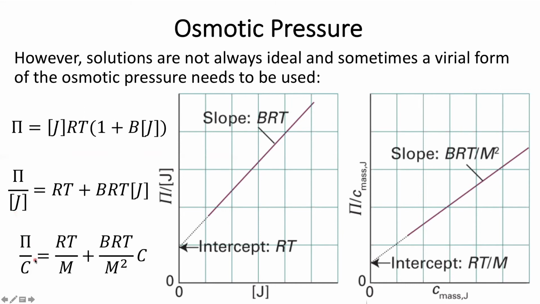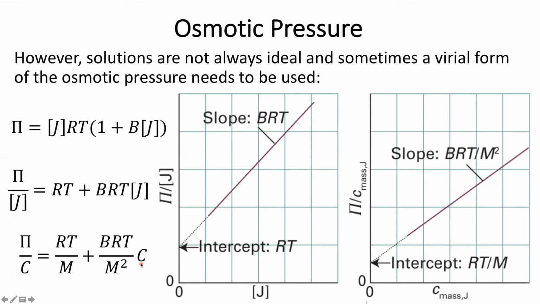And when I do this, well, I'll go ahead and do this on the left side, but I'm going to do this by essentially dividing by having the molecular weight up top. Well, I can divide the right side by molecular weight, and I get RT over the molecular weight plus BRT over molecular weight squared times concentration.